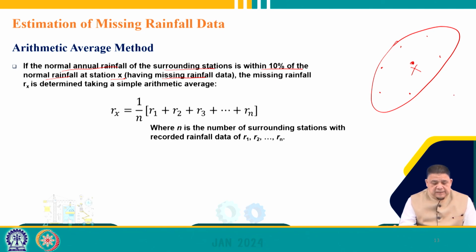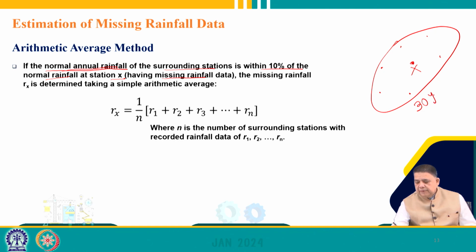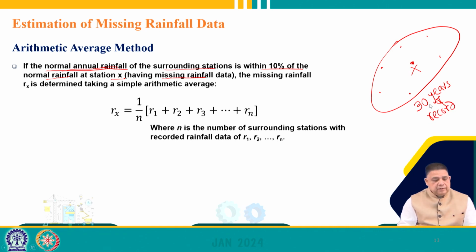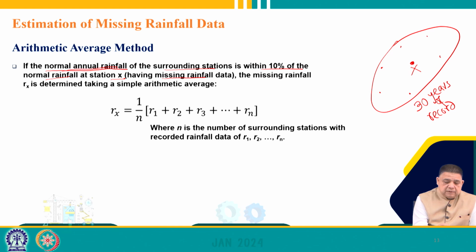And the first analysis we do is that we analyze the normal annual rainfall of these stations. Normal rainfall is basically the average rainfall over a long period of time, and typically we use 30 years of record for finding out the normal rainfall. So, if we know the normal rainfall of this station X and the neighboring stations, then we analyze what is the variation of the normal rainfall at this particular X with respect to other neighboring stations.